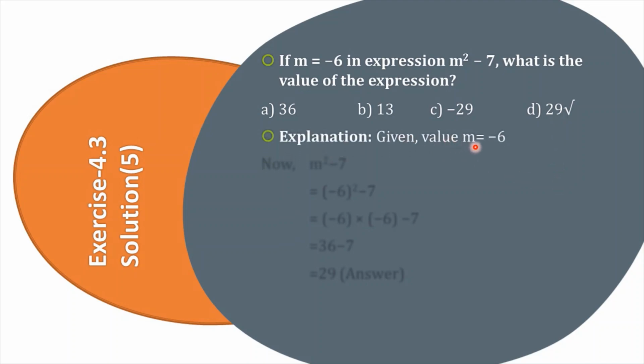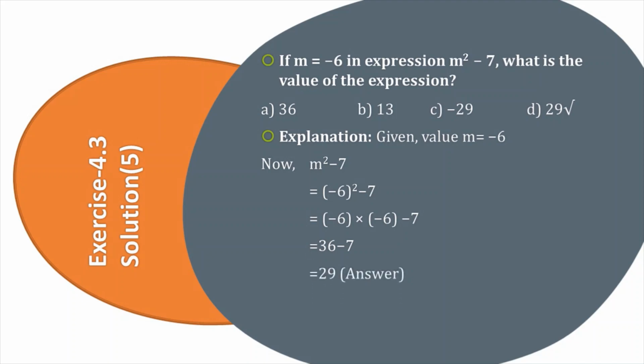Given the value m equals minus 6, we have to put the value of m in m square minus 7. Now m square minus 7 equals, as you know, the value of m is given, minus 6. So minus 6 whole square, minus 7. As you know, minus 6 whole square means there are two minus 6 here. That's why minus 6 multiplied by minus 6 and the remaining minus 7. If we multiply 6 and 6, that would be 36, and minus times minus would be plus. That's why the sign of 36 would be a plus sign or positive sign, minus 7.